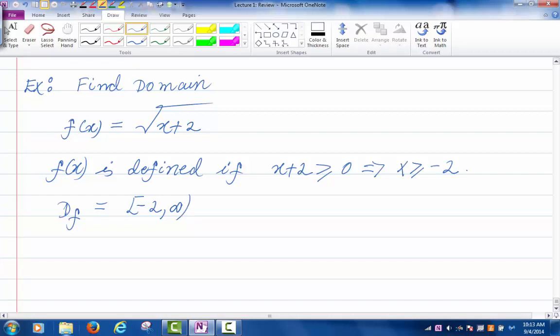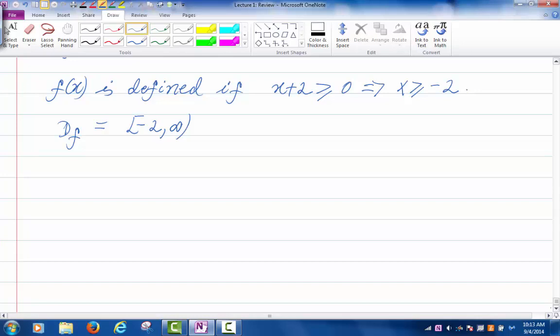On the test, would we need to write that sentence? Interval notation. Just interval notation. Yeah.